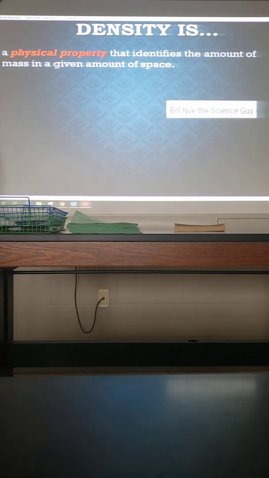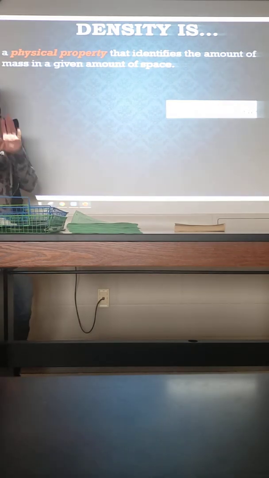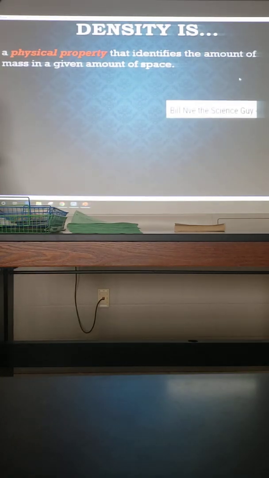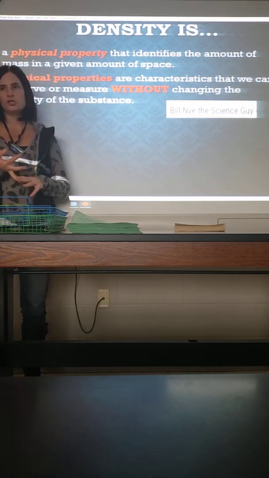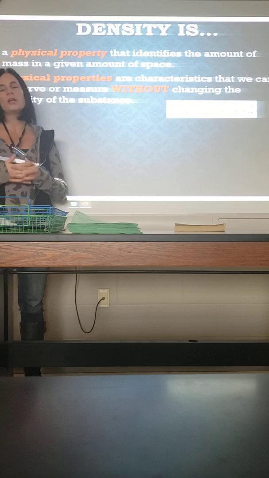All right, so density is a physical property, and it's the property that identifies the amount of mass and the amount of space that something is taking up. All right, that's what density is all about, mass and volume, basically. And a physical property is when we're talking about characteristics that we can observe without changing the chemical composition of the item. So if we're talking about its color, its shape, its size, you're not changing what it is you're dealing with.